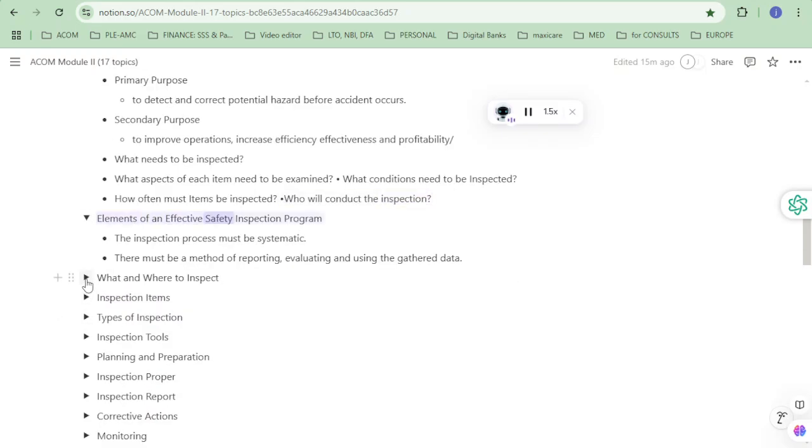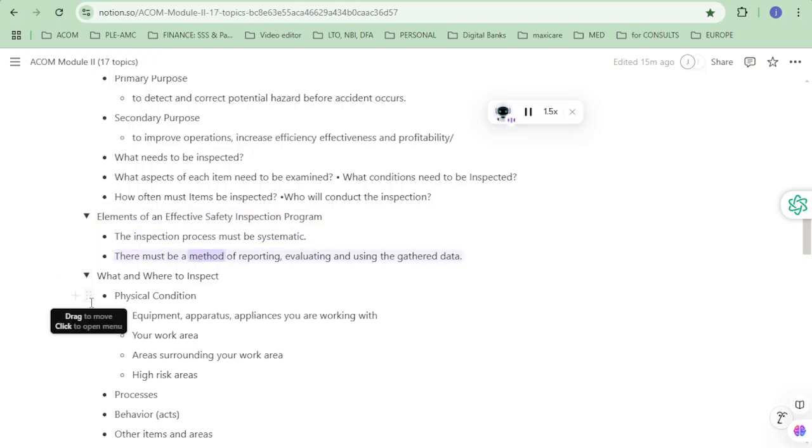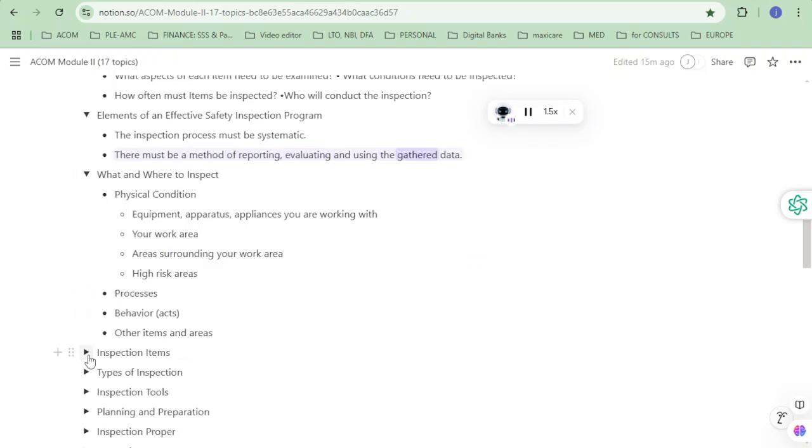Elements of an effective safety inspection program. The inspection process must be systematic. There must be a method of reporting, evaluating and using the gathered data. What and where to inspect? Physical condition: equipment, apparatus, appliances you are working with, your work area, areas surrounding your work area, high-risk areas, processes, behavior, acts.